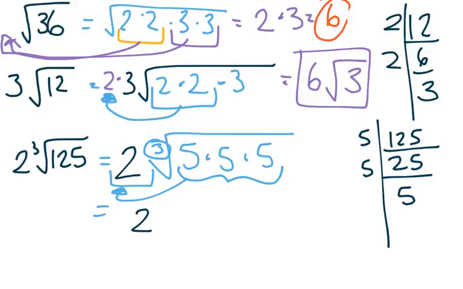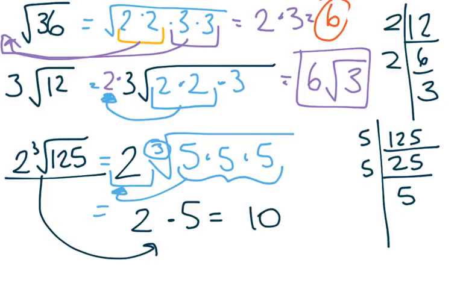So we get 2 times 5, which tells us that 2 times the cube root of 125 is 2 times 5, which is 10. And we can use this process to simplify radicands to have like radical terms when we are adding and subtracting radicals.